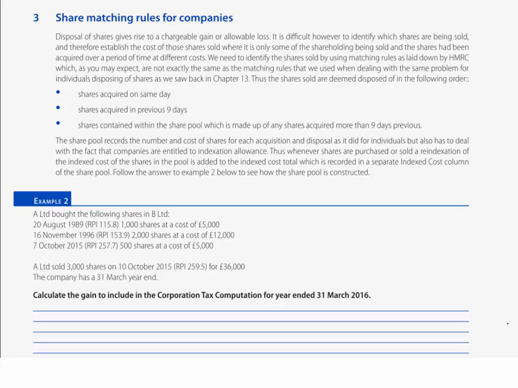Now, as we'll see here in Note 3 in Chapter 19, there are specific share matching rules for companies. In some ways, it starts off as being similar to what the share matching rules were for individuals, but then, of course, there are some important differences that we need to know. Right. So when a company sells off some but not all of its shares in another company, which are the shares deemed to have been sold first?